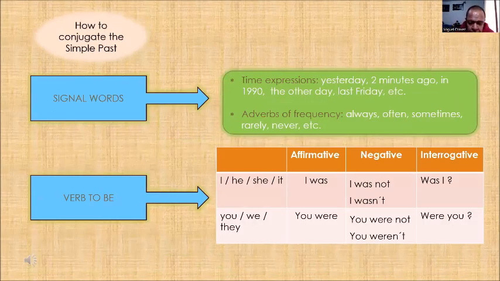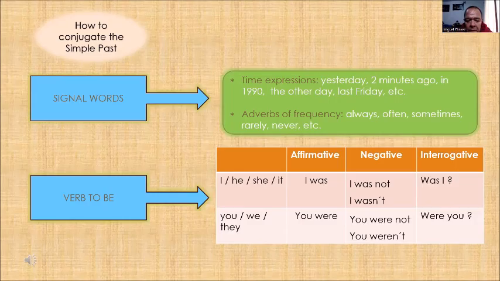The simple past is used to say when something happened, so it is common to use it with expressions of time and adverbs of frequency. Time expressions: yesterday, 2 minutes ago, in 1990, the other day, last Friday, etc. Adverbs of frequency: always, often, sometimes, rarely, never, etc.